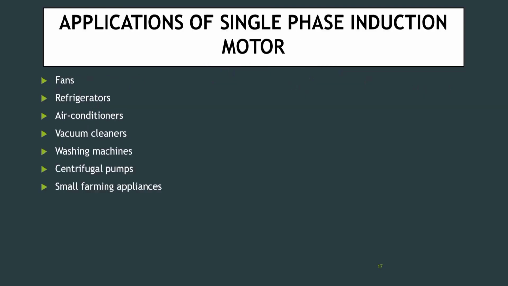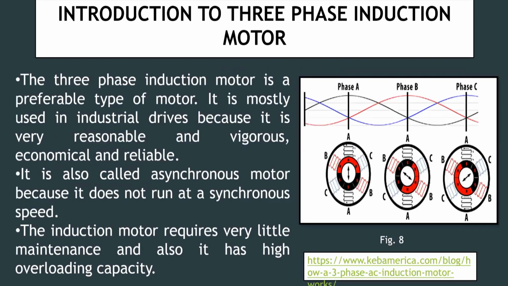Single-phase induction motors are used in refrigerators, air conditioners, vacuum cleaners, and washing machines. Now let's talk about the three-phase induction motor. As I already told you, we have two different types of machine: one is single phase, one is three-phase. So now we're talking about the three-phase induction motor.